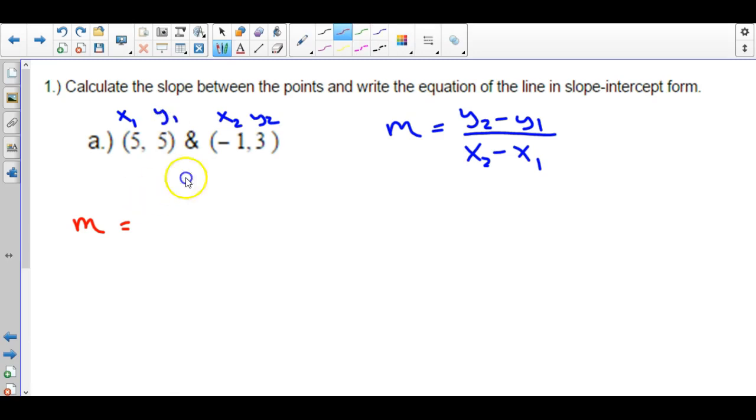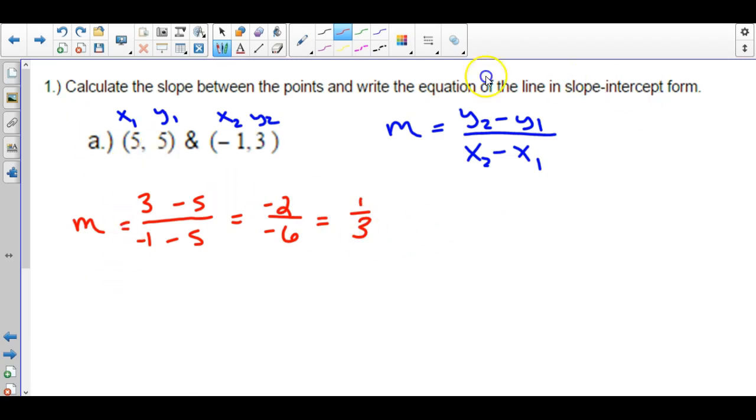Alright, so I'm going to substitute these values in and have 3 minus 5 over my x values, which should be my negative 1 minus 5. My numerator would simplify to negative 2, and the denominator becomes negative 6. And I can simplify this fraction. It's a negative over negative, so it'll end up being a positive 1/3.